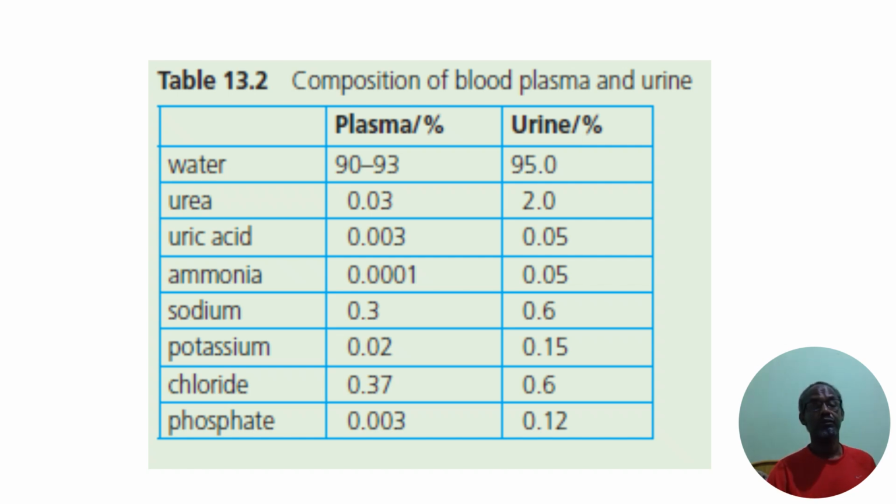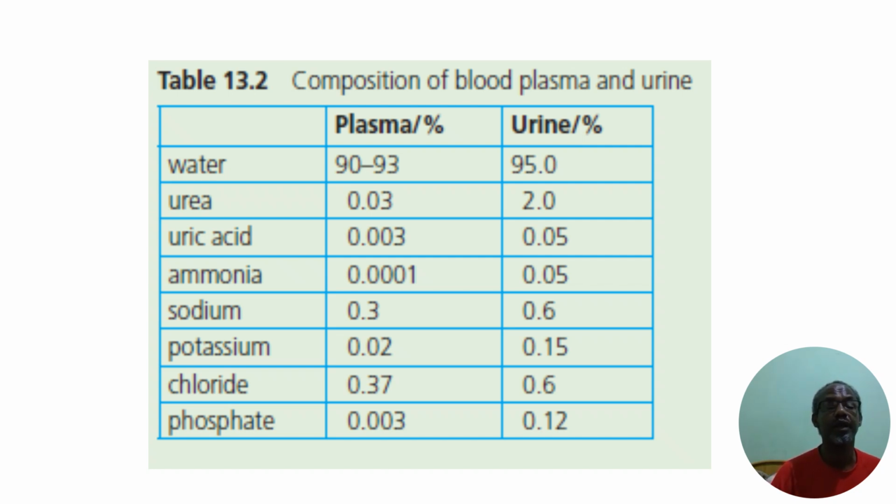You see, blood plasma: water 93%, urea 0.03%, uric acid 0.003%, ammonia 0.0001%, sodium 0.3%, potassium 0.02%, chloride 0.37%, phosphate 0.003%. When it comes to urine, the urine is 95% water. Urea is about 2%. You see, a huge amount of urea is removed from the blood. Uric acid is also waste.